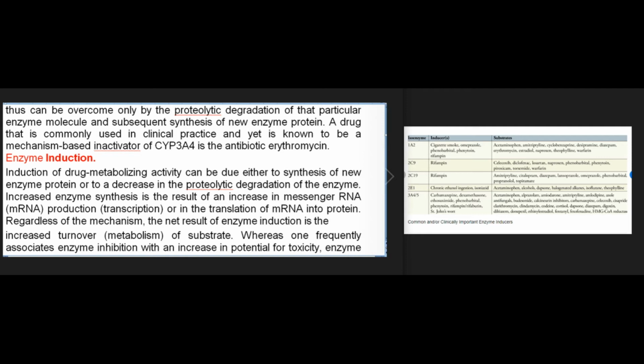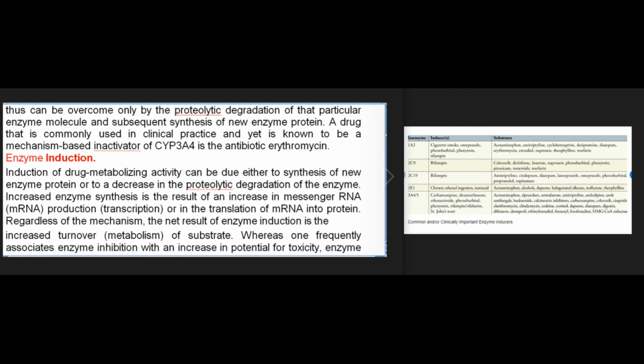Induction of drug metabolizing activity can be due either to synthesis of new enzyme protein or to a decrease in the proteolytic degradation of the enzyme. Increased enzyme synthesis is the result of an increase in messenger RNA, mRNA, production, transcription, or in the translation of mRNA into protein. Regardless of the mechanism, the net result of enzyme induction is the increased turnover, metabolism, of substrate.